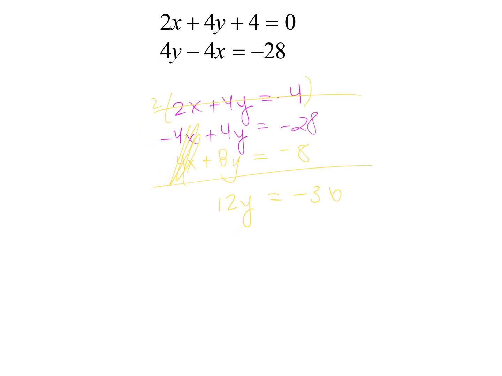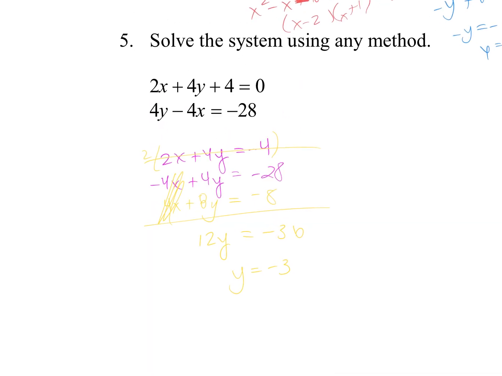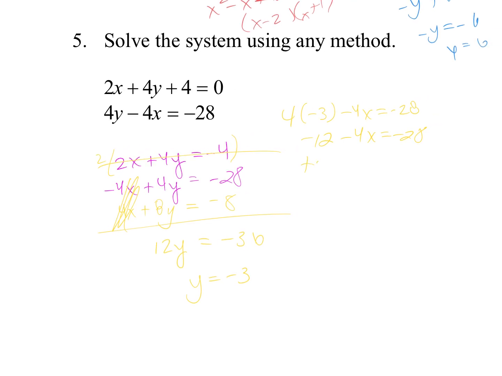Good. So what does y equal? Negative 3. Good. So now you know what y equals. Plug it back into either one to find out what x equals. So let's just say I go to the bottom one. 4 times negative 3 minus 4x equals negative 28. So negative 12 minus 4x equals negative 28. Add 12 to both sides.